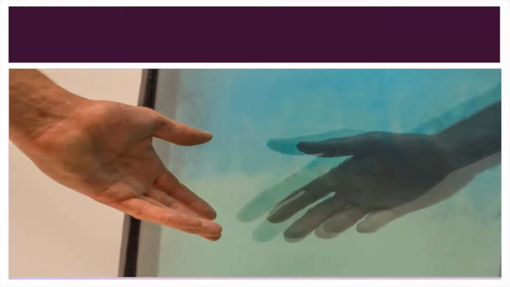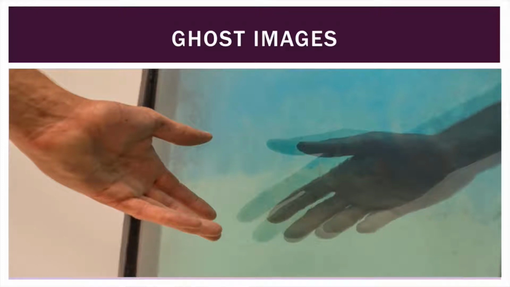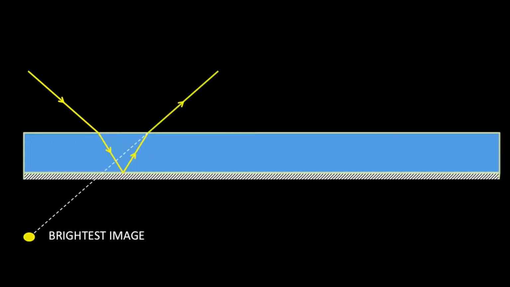If an object is placed in front of a mirror made up of thick glass, we would see a number of ghost images as well. To understand how this happens, consider a thick glass mirror whose lower surface is polished. When a ray of light enters the thick glass mirror, it is first refracted towards the normal, then reflected by the polished surface, and finally refracted away from the normal as it emerges out of the glass mirror. This reflection results in the formation of the brightest image.